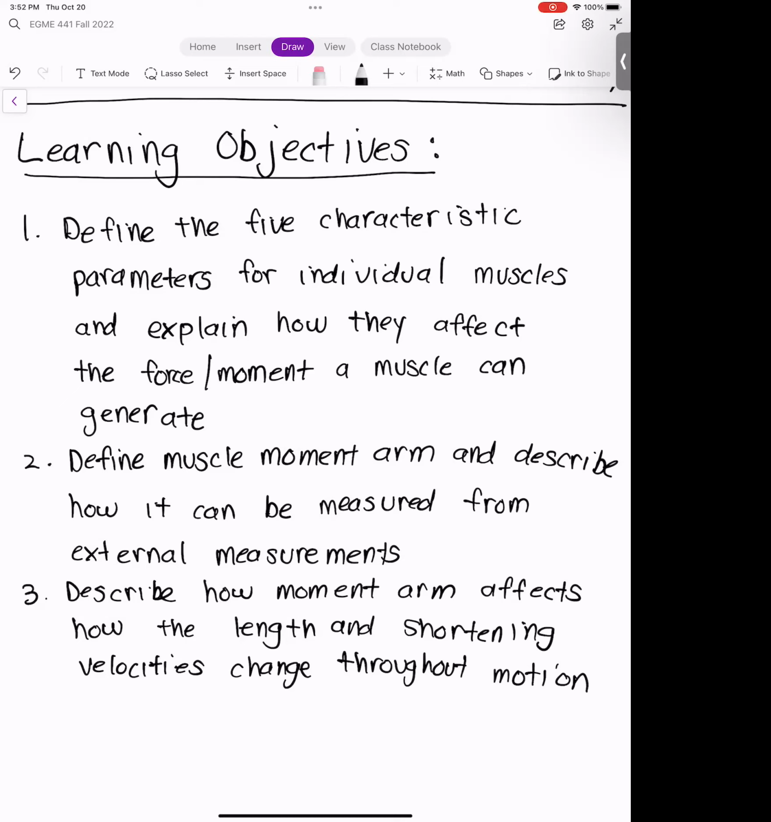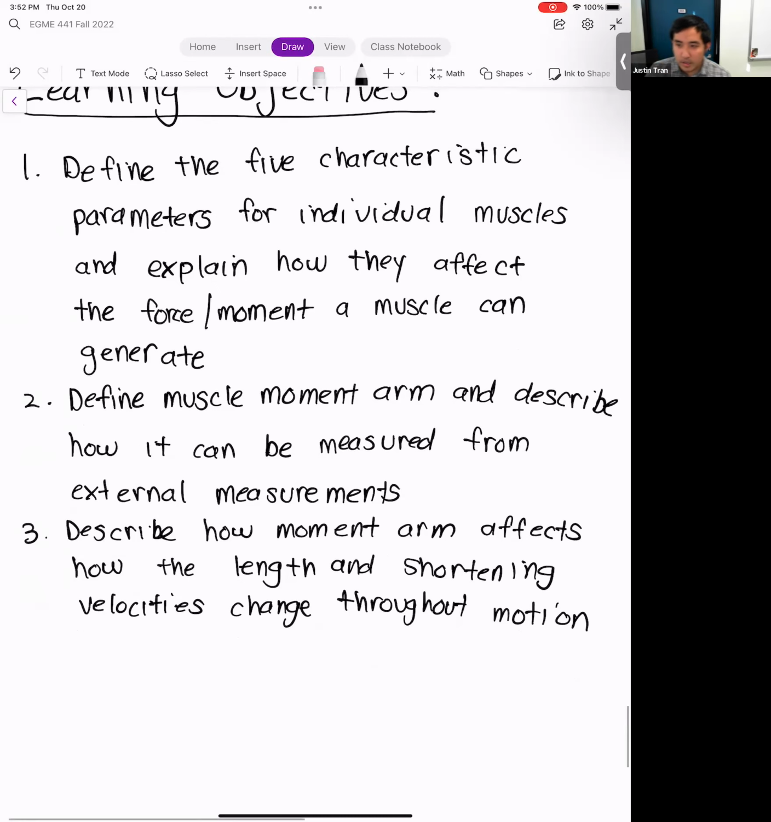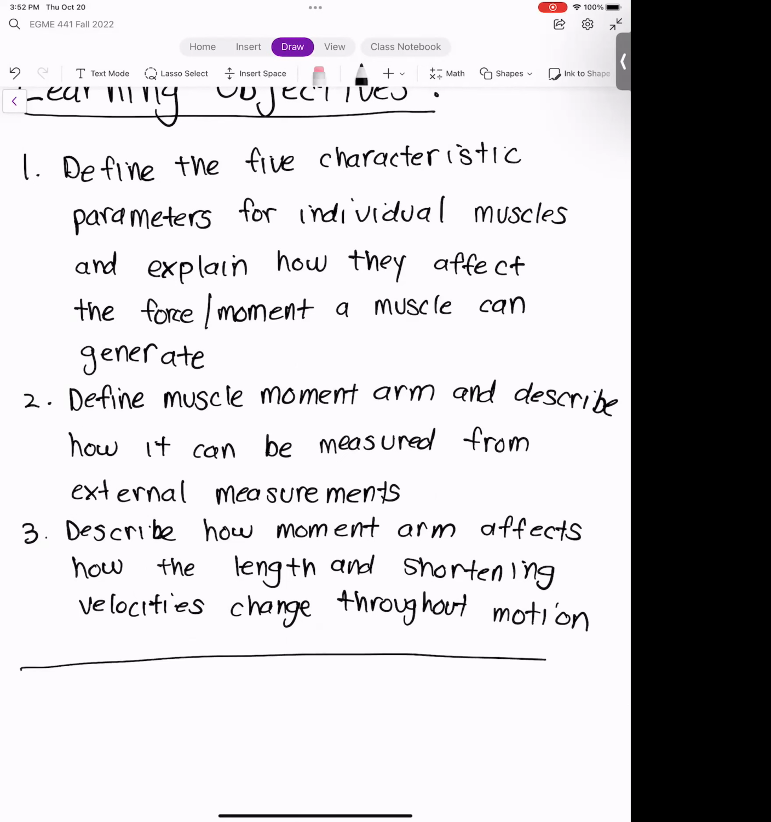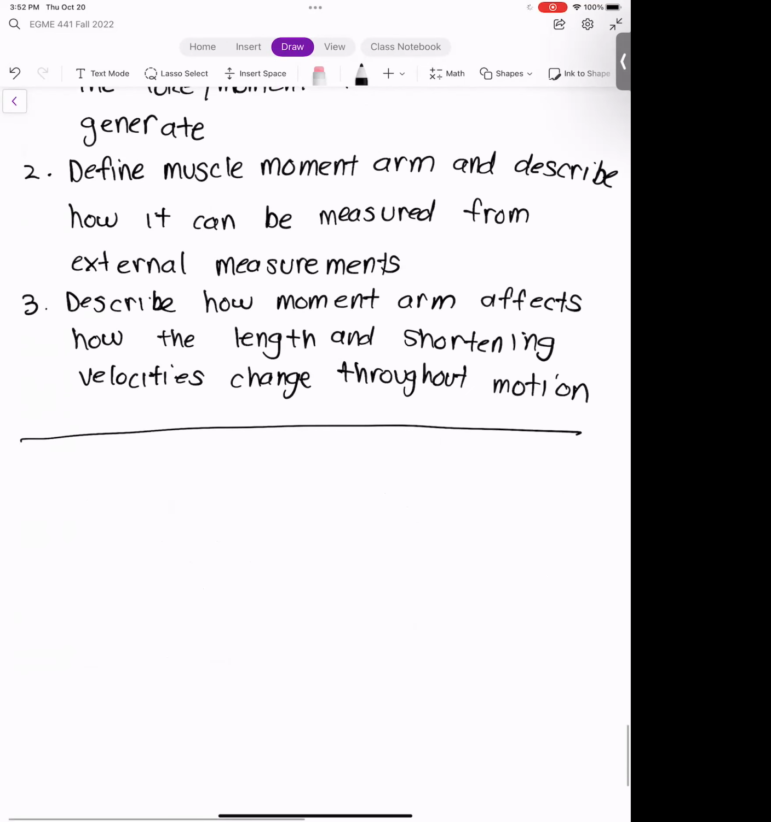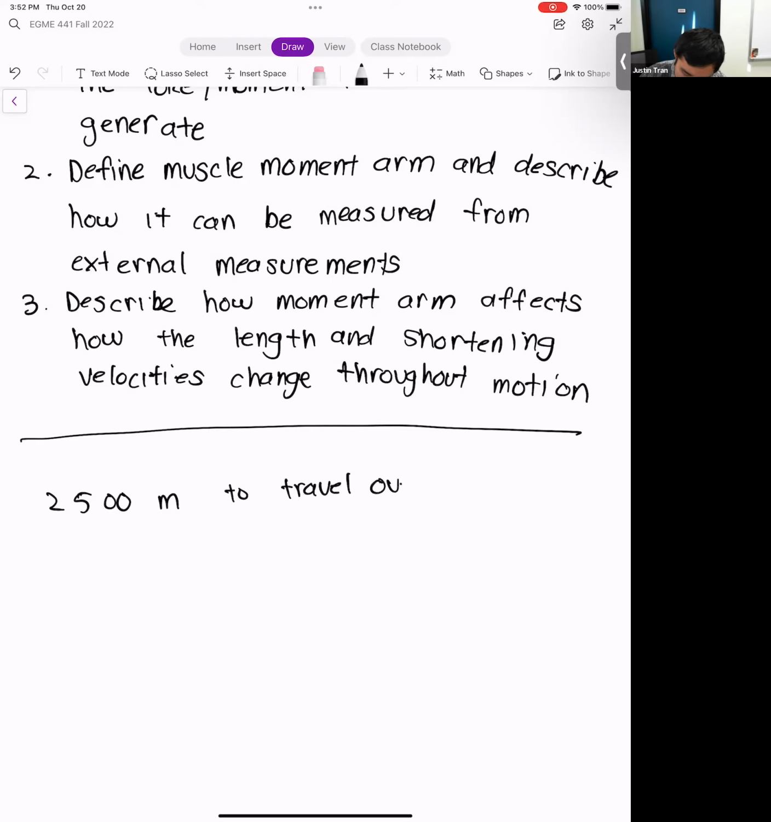So 2C is about what's the most energy efficient way to travel. The way I do it is this. You know that you have to travel 2.5 kilometers, right? So you have 2,500 meters to travel. And the other thing that you know is that you have 15 minutes to do it.